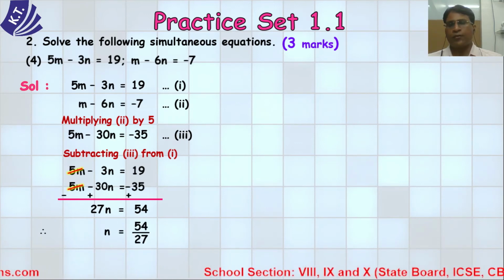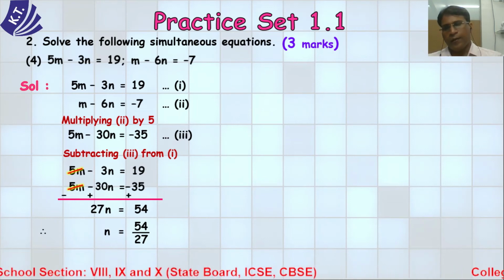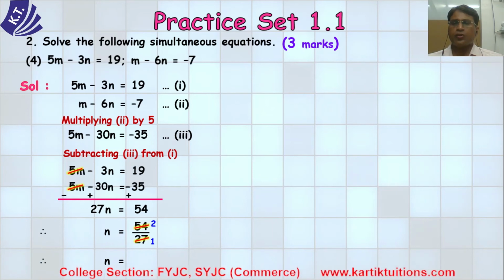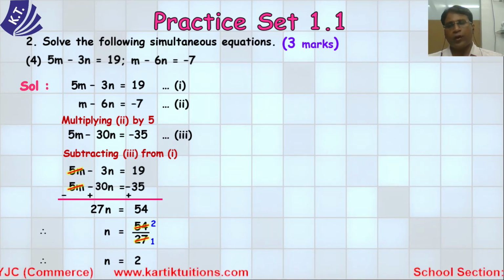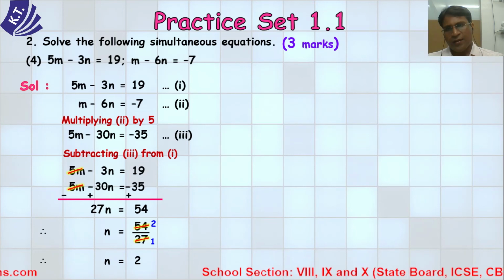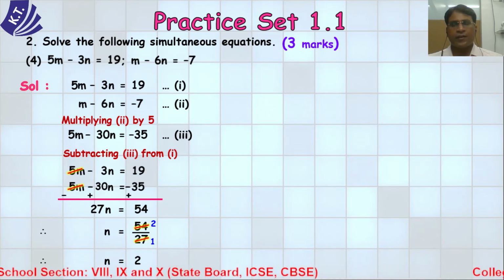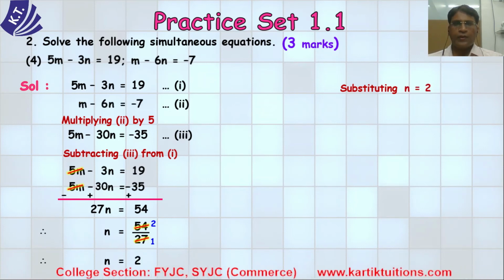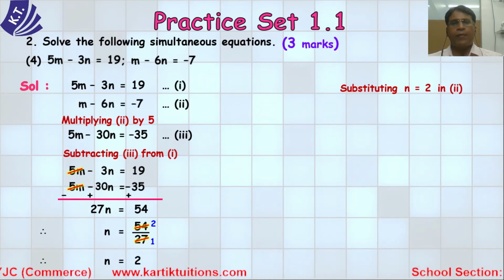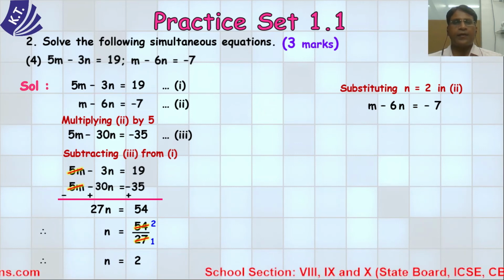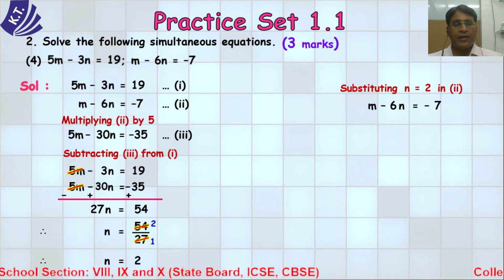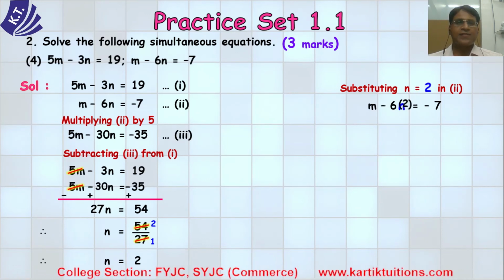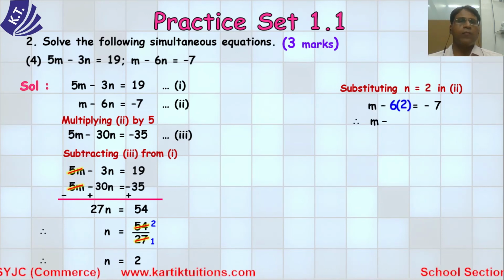I hope you must have understood why it is upon 27. Now 27 ones are 27, 27 twos are 54. So it becomes n is equals to 2. Now once you get the value for n, we can substitute this in any of the first or second equation. We are going to substitute in equation 2 so that it will become m minus 6 into n is equals to minus 7. But instead of n, we can write it as 2. So it becomes m minus 6 into 2 is equals to minus 7.